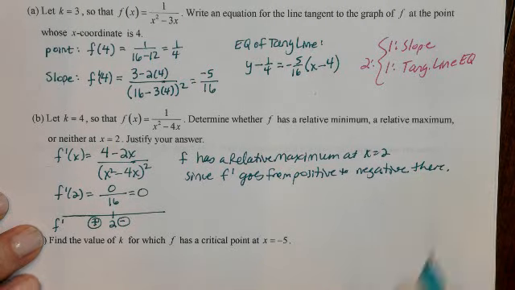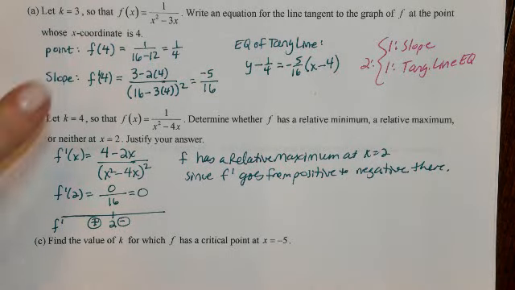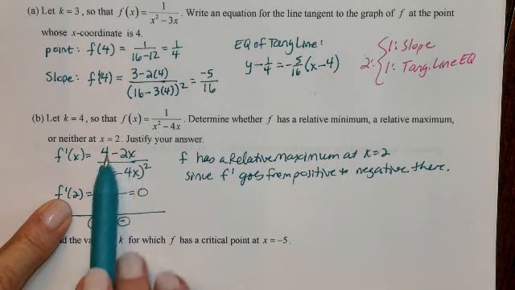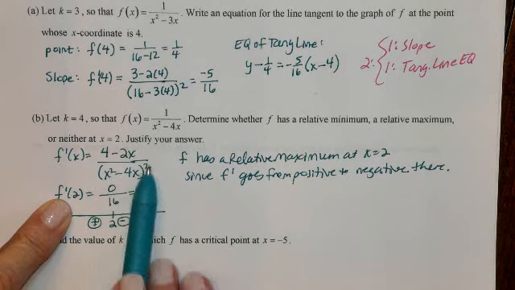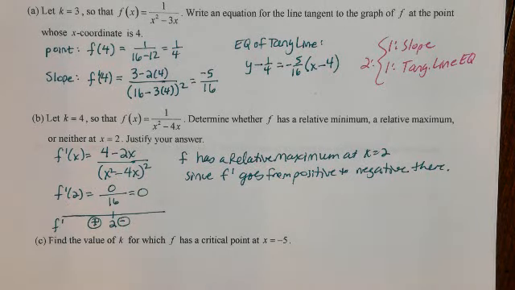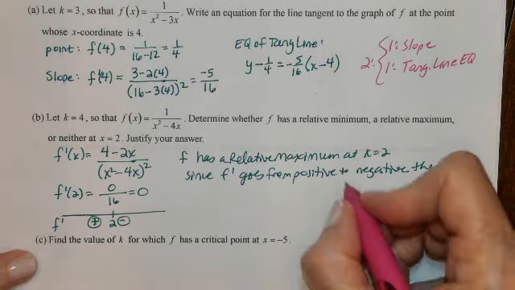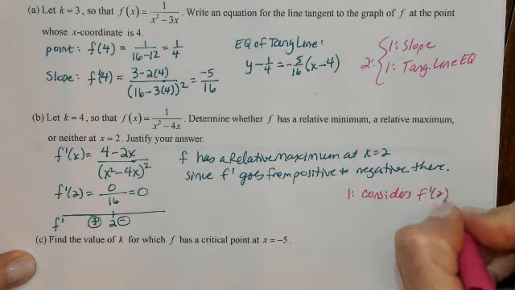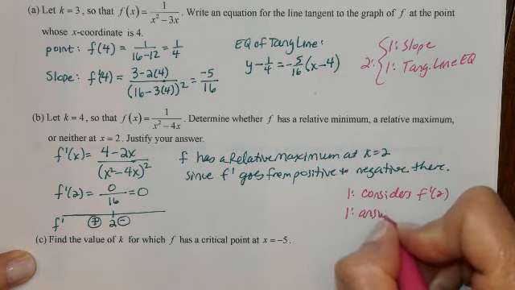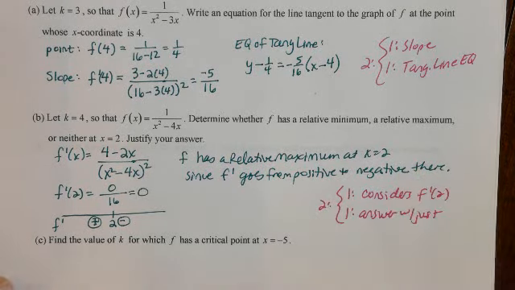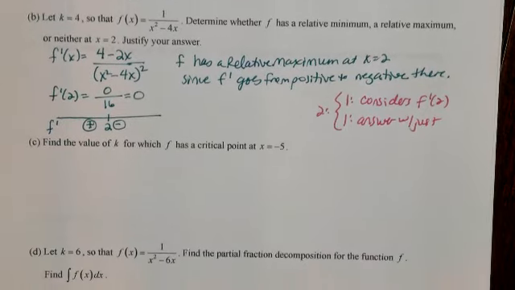We could have used the second derivative test, but that would have required me to take the derivative of this, and it's definitely doable, not too bad really, and then you would plug in 2 and see if you get a positive, negative, or 0 there. It would have been fine to do it that way as well. This was worth 2 points. 1 point for considers f prime of 2, and then 1 point for your answer with justification. 2 points total.